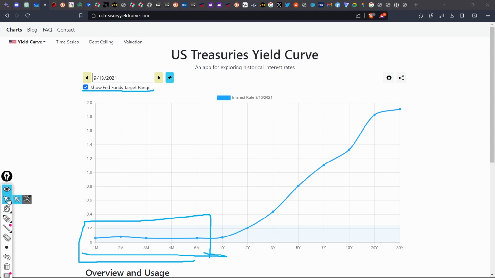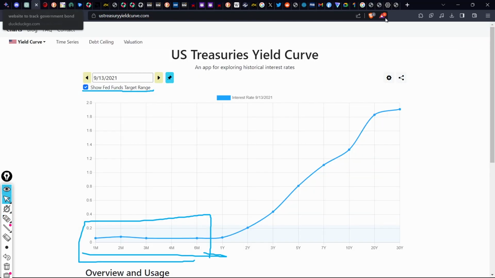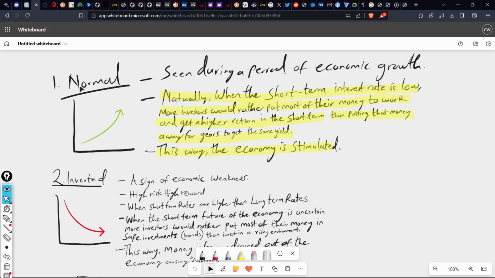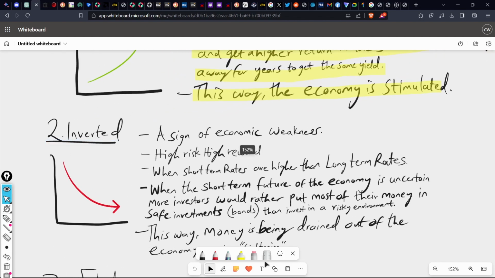So now let's go back and talk about the other one. Here we are. We talked about the normal yield curve. Now let's talk about the inverted yield curve. Straightforward, it's a sign of economic weakness. If the yield curve is inverted, it means things are not going well.